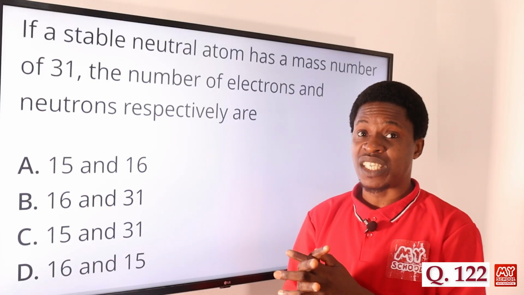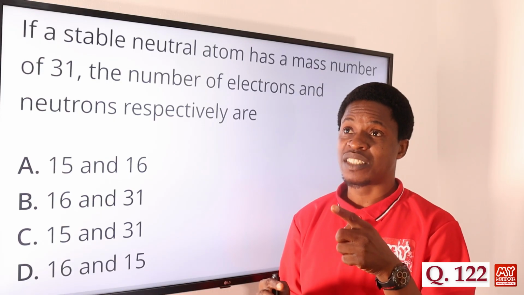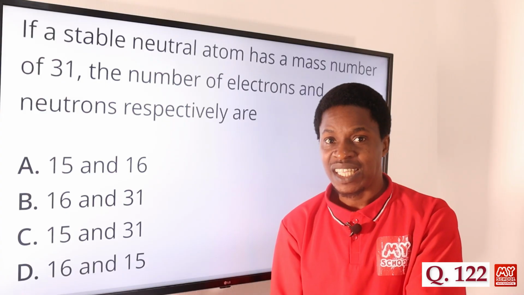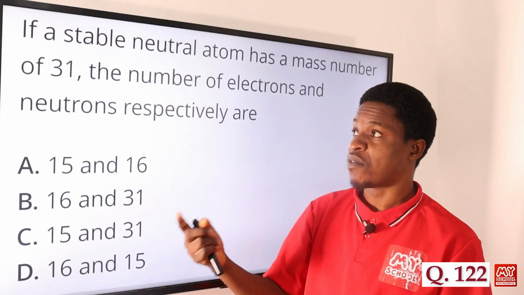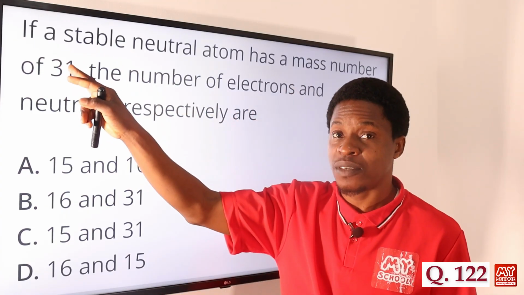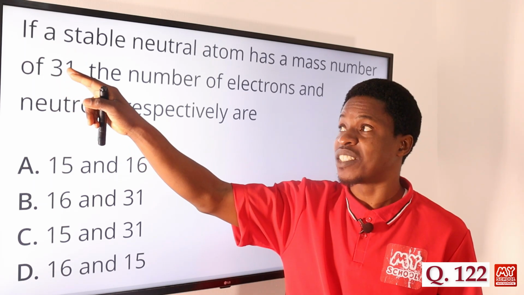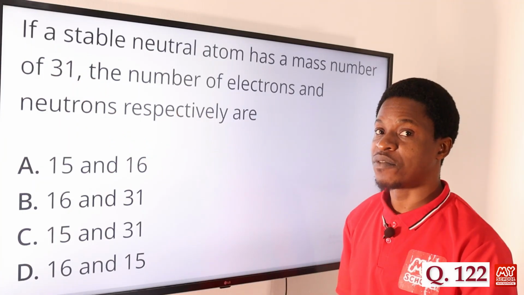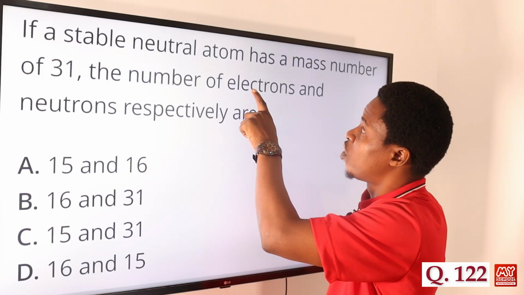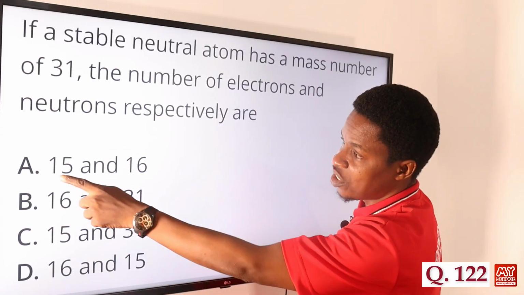If we have 15 as the atomic number of that element, it means the number of protons will be 15, and the number of electrons will also be 15. The number of neutrons will be different, because mass number, don't forget, is the number of protons plus neutrons. So if the number of protons is already 15, subtract 15 from 31, you will get 16. So the number of electrons comes first before neutrons. Electrons equal the number of protons, which is 15, while neutrons will be 16. 15 and 16, which is option A.